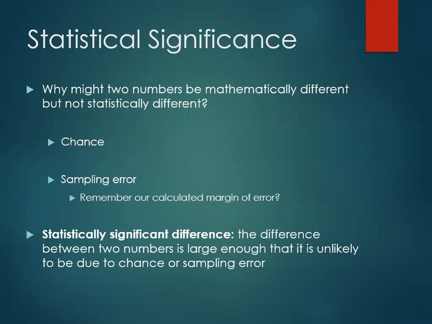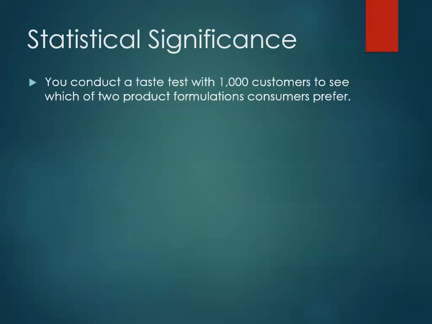In order for us to conclude that there is a statistically significant difference, the difference between the numbers that we observe has to be large enough that it's unlikely to be due to chance or sampling error. Let's see this visually, and then I'm going to write it out on our document camera here in just a second.